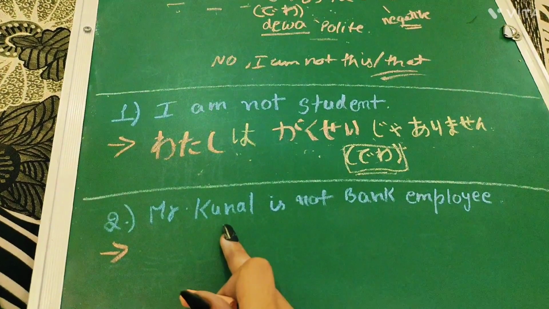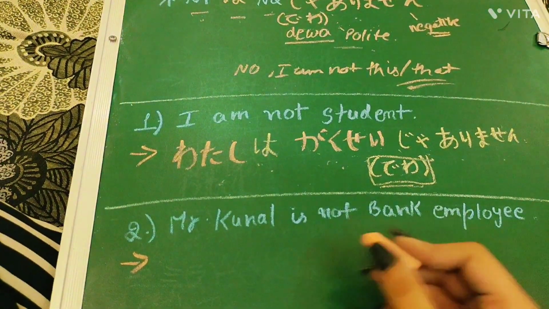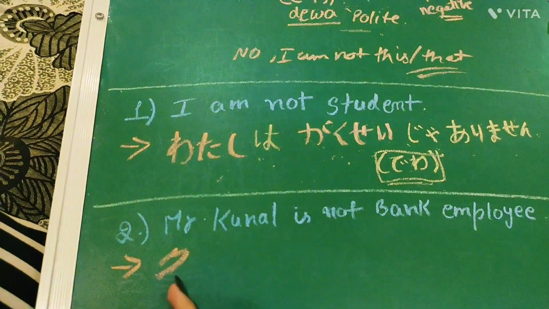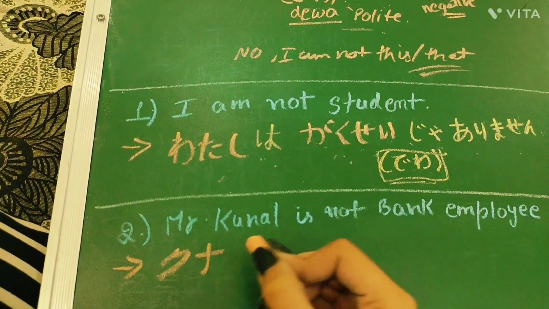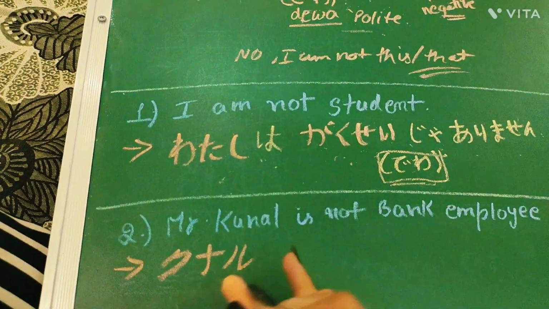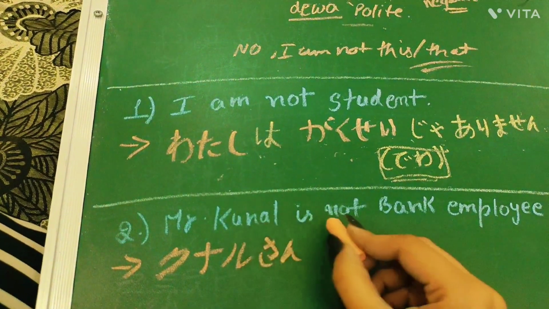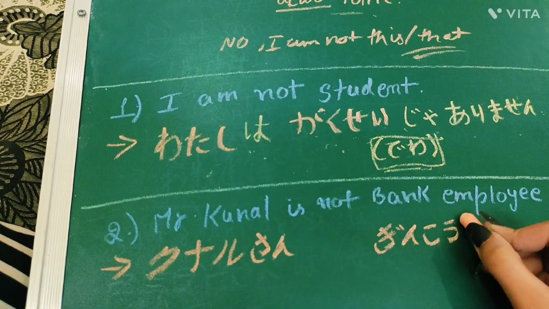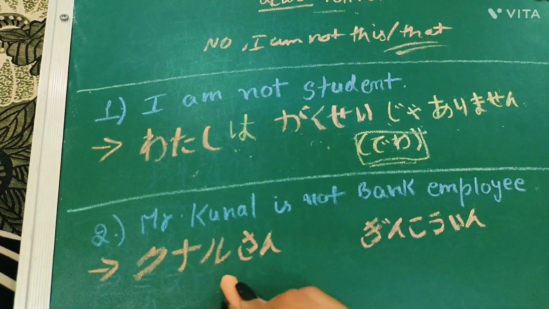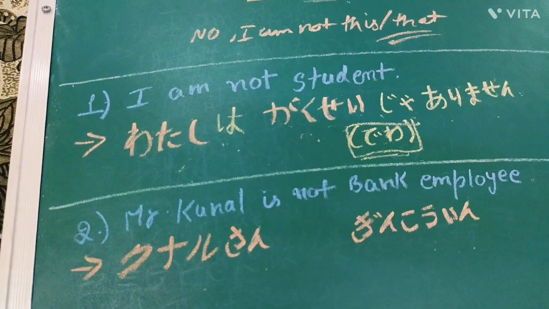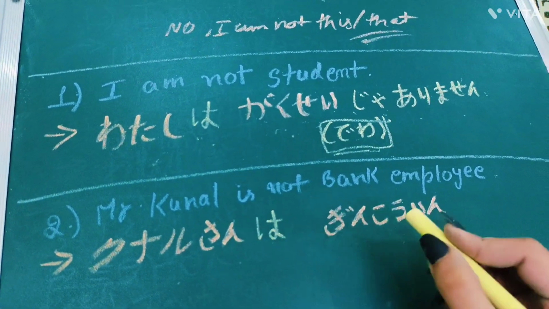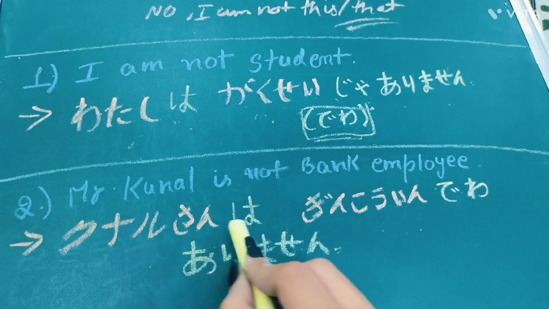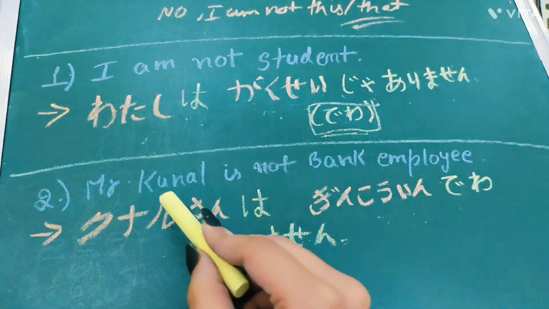Our next sentence is, Mr. Kunal is not a bank employee. Mr. Kunal, Kunaru. Katakana word for Kunal is ku, na, ru. Kunaru-san. Bank employee, ginko-in. Kunaru-san, ginko-in. Let's complete the sentence. Kunaru-san wa ginko-inではありません。では、Kunal-sanは銀行員ではありません。Mr. Kunal is not a bank employee.